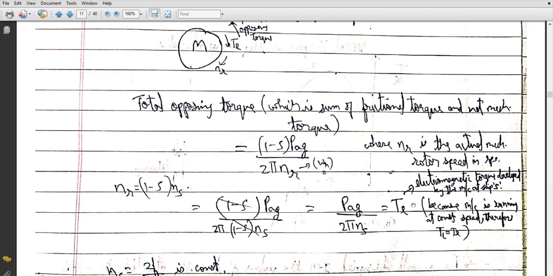Now, this electromagnetic torque I've told you corresponds to your PAG, air gap power. If you take your electromagnetic torque corresponding to your air gap power, what is the speed that should be taken? This is NS and not NR. For PAG it should be NS. For P shaft it should be NR, and for PAG it should be NS. So these are the formulas for obtaining your torque expression. Always be careful about this thing.